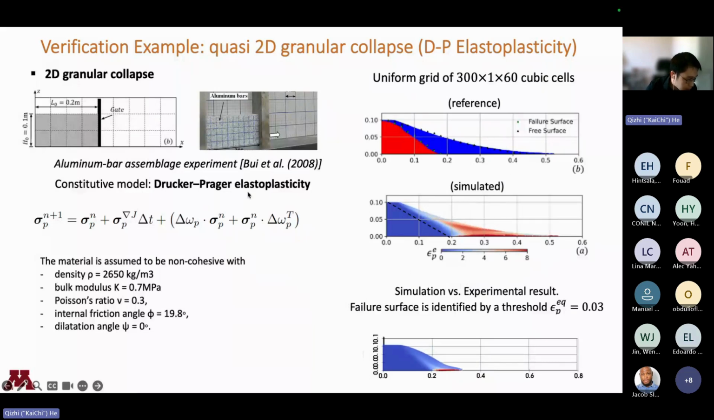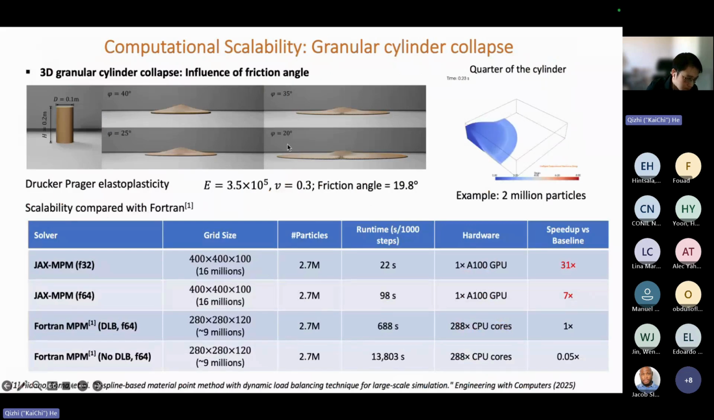Here we are using the Drucker-Prager elasticity model. Besides the accuracy, we are also very interested in the efficiency. This is a 3D cylinder collapse example, containing more than 2 million particles. We are surprised to see that we are simply using one GPU, but achieving 31 times faster than the classical Fortran-based MPM solver.